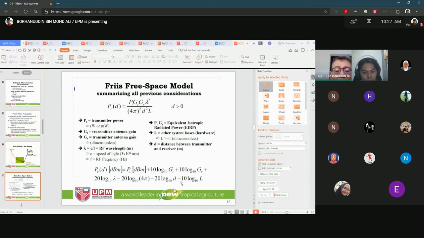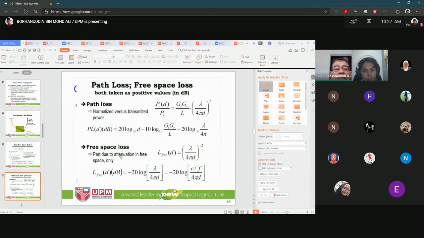Yeah. So after that you simply add them. You don't have to multiply. But of course you have to use logarithm. So only logarithm is used here. So path loss, free space path loss, both taken as positive values in dB. So path loss ni itself is maknanya a loss, a negative. So the value is represented as positif lah.